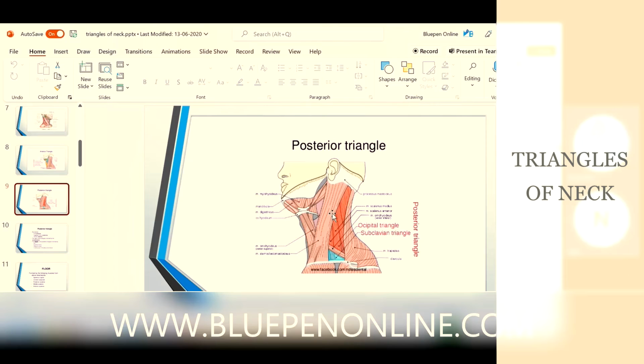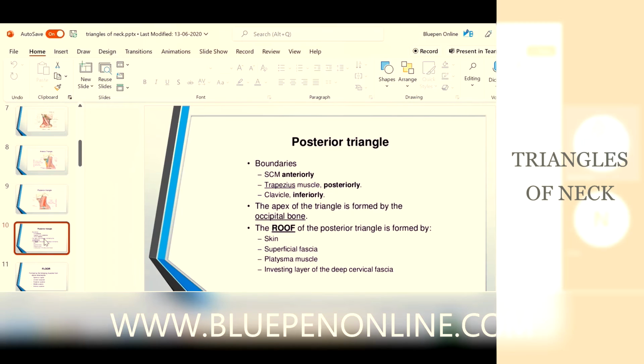Tell me its boundary from the picture. Anteriorly, the posterior border of the sternocleidomastoid muscle. Then posteriorly what boundary? Right, the anterior border of the trapezius muscle. Tell me, then inferiorly what? Right. Clavicle, ma'am. Inferiorly clavicle. Very good.